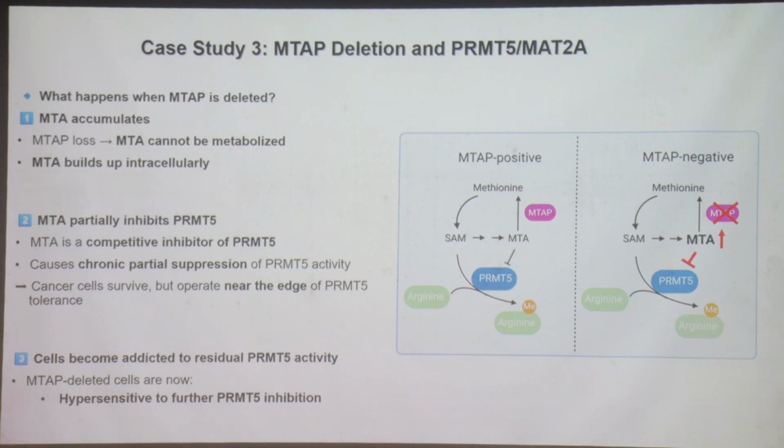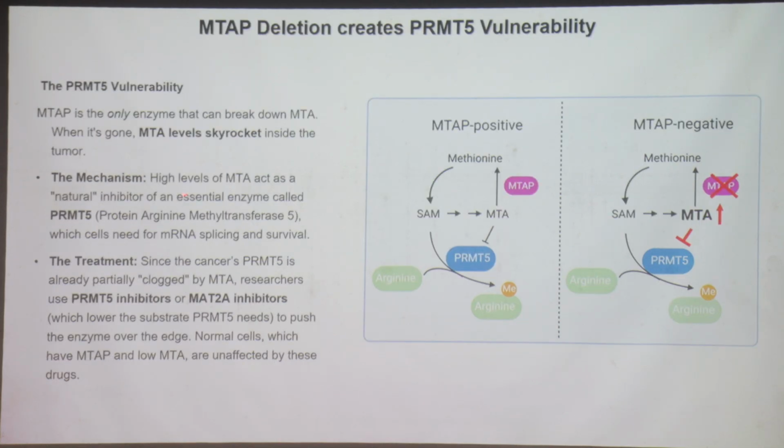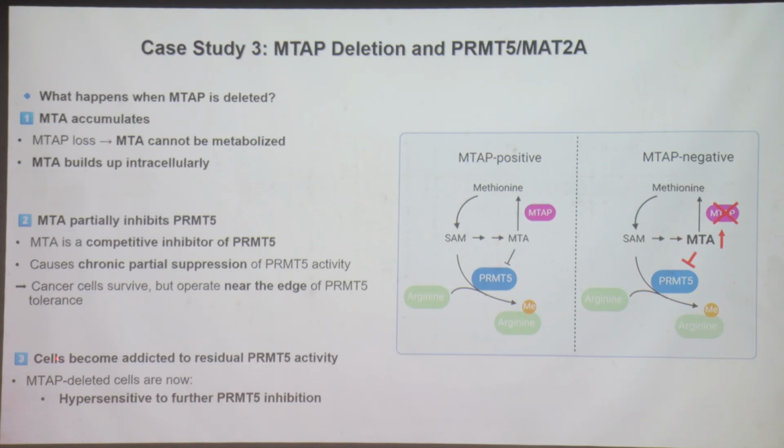Or what you can do is that instead of inhibiting PRMT5, you actually inhibit another one. So I just want to repeat this part here. So here it says that a high level of MTA acts as a natural inhibitor of PRMT5. So then they become highly sensitive. You inhibit that, the cells die. So now cells become addicted to residual PRMT5 activity. So maximum activity is inhibited by MTA. Whatever little is left, the cells are completely addicted to PRMT5 activity, and that's when you inhibit it and the cells will die.